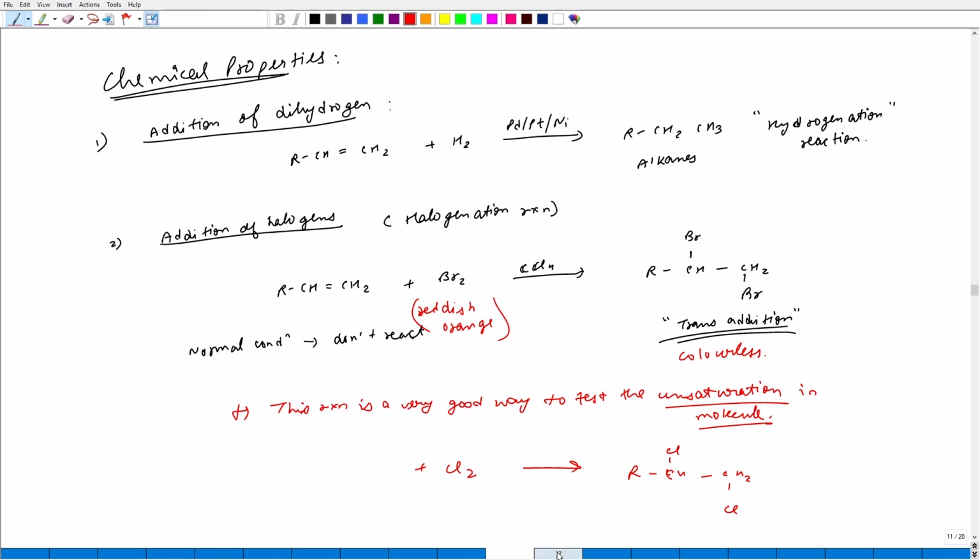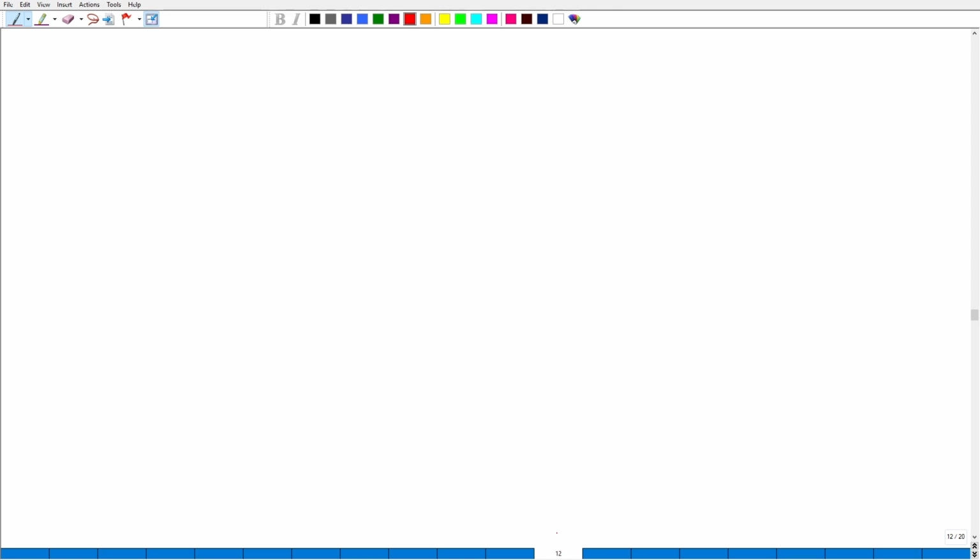Let us take another property, again an addition property. This time let us add a hydrogen halide. What will the addition of hydrogen halide be called? Hydrogen is added, and halide is added, so hydro is for hydrogen, halogenation, it is a hydrohalogenation reaction.